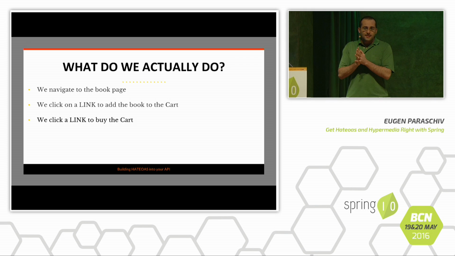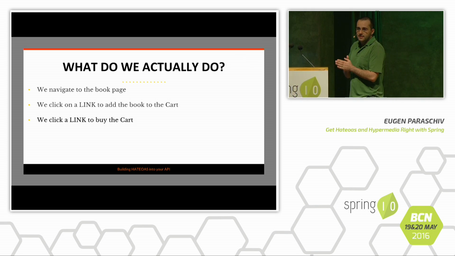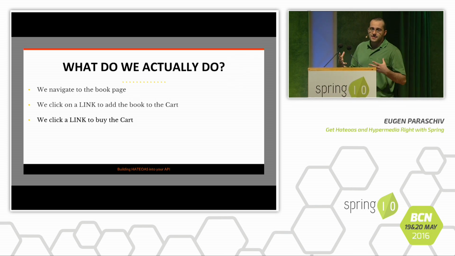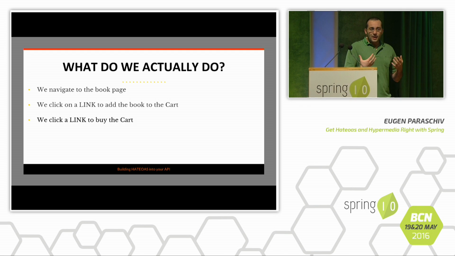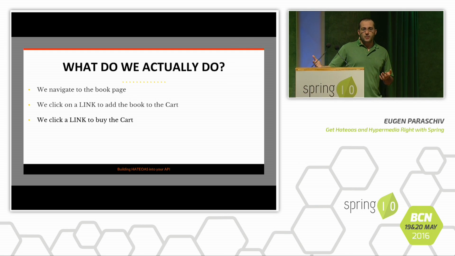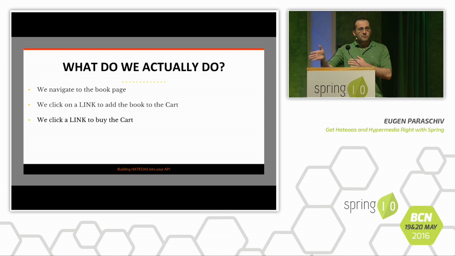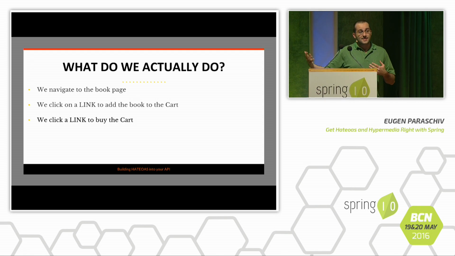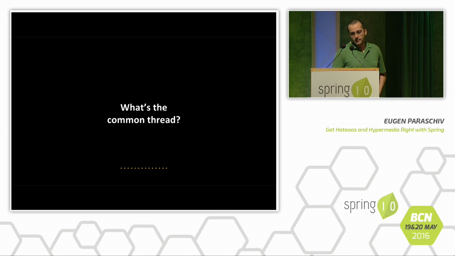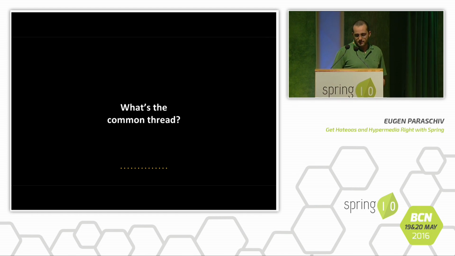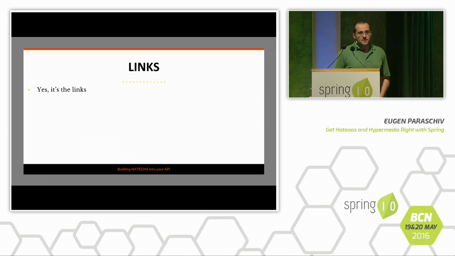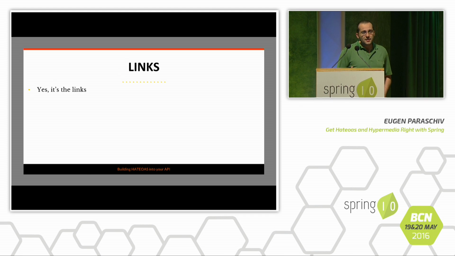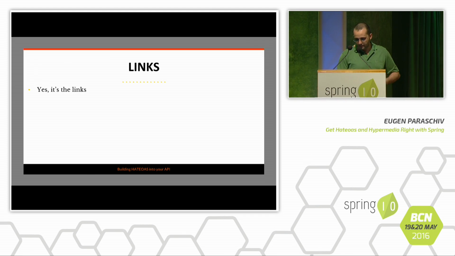So that is a simple example that encompasses the idea of driving your client through this flow with links. That is the idea compared to the convoluted process of going to the documentation, going back, forming URLs. That's the raw approach. So what's the common thread here? Well, obviously, it's the links. So the links are the common thread, and the links are the driver of this entire flow.